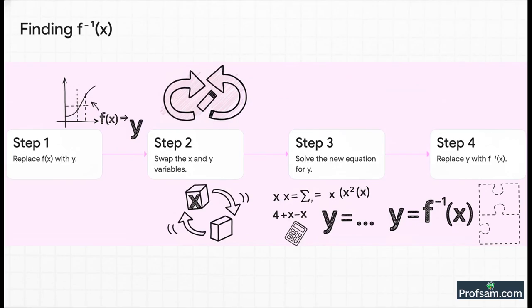Step 3. Now it's just a matter of your algebra skills. Rearrange the new equation to solve for y. Get y all alone on one side. And finally, step 4. This new expression you have for y, that is your inverse function. You just replace the y with the proper notation, f inverse of x, and you're done.